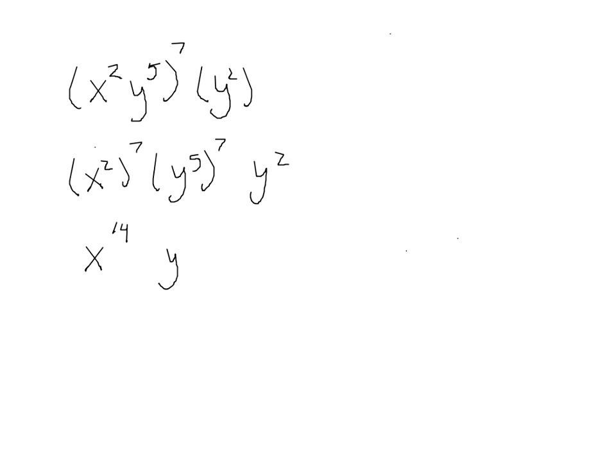5 times 7 is 35, and then y squared. Okay, so there's no other x terms, so I get x to the 14th. But here I have the bases are the same, so I'm going to add 35 plus 2, which is 37. And that would be my final answer. And that's all I have to show here.